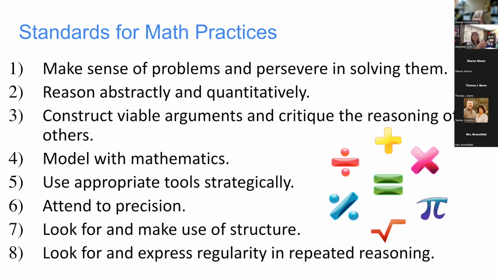The next one here is reason abstractly and quantitatively. They have to make sense and see a relationship in the problem. And many times our kids really don't understand that the addition sign means that they're going to add something together. They don't understand that the subtraction sign means I'm taking away from. So they get confused on those kinds of things. Giving them the opportunity to do those kinds of activities helps our students.